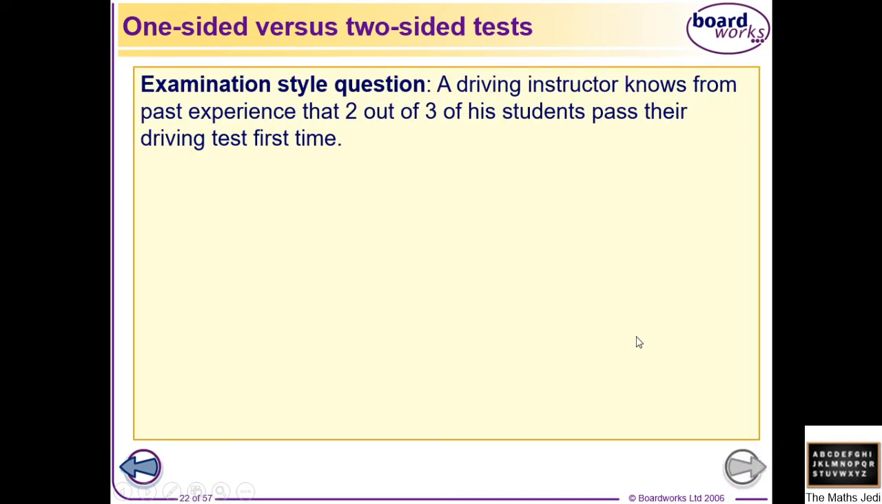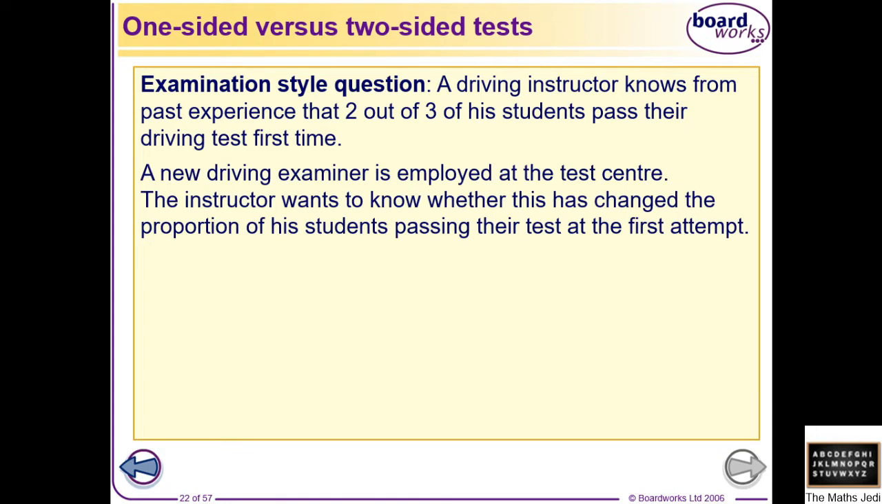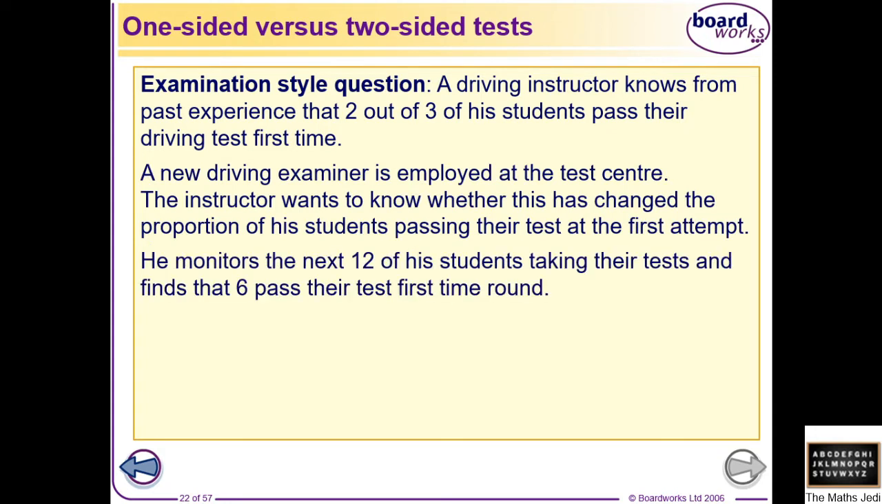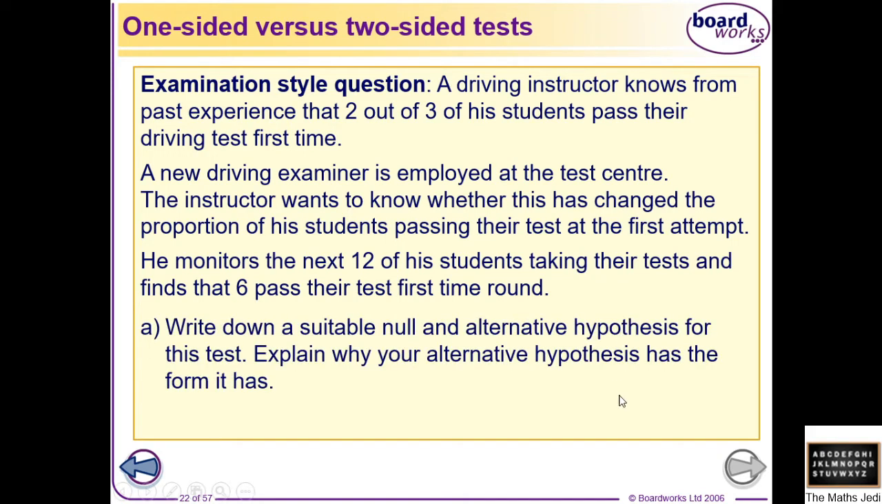Here's another example. A driving instructor knows from past experience that 2 out of his 3 students pass their driving test first time. They want to see whether the instructor has changed the proportion. So again, two-tailed test. He monitors the next 12, and 6 pass first time around. Write down a suitable null and alternative hypothesis. Explain why the alternative hypothesis has the form it has.